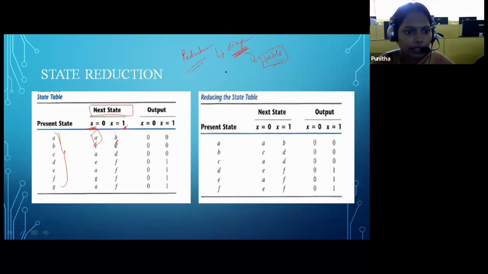Then I need to look at what the next state will be if I apply x equal to 1 to the present state. First I'm looking at state A. Before applying any input, that state is acting as the present state. After applying the input, that state will act as the next state.